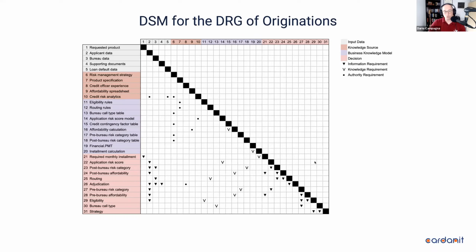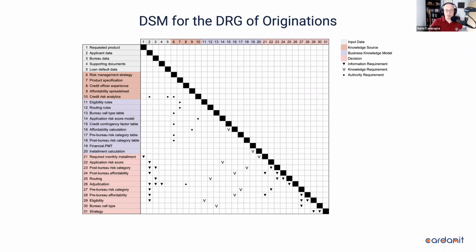And we can easily answer questions like, what are the requirements that involve applicant data? We take the applicant data column and look at it, and we see all the requirements that it is involved in. What about the things that a decision requires? We can take the row of that decision, for example, routing, and we see immediately what are the elements that this decision requires.